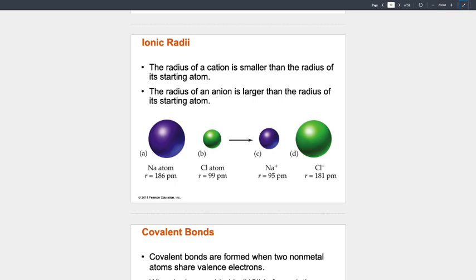What's happening when I go from lithium to beryllium? Beryllium adds an extra electron. The energy level stays the same. How do I know it stays the same? Because it's still in the second. It's in the same row.